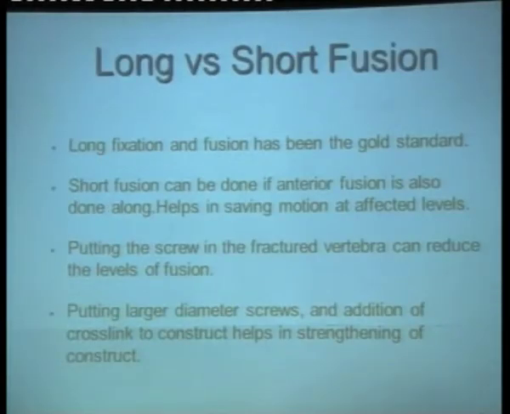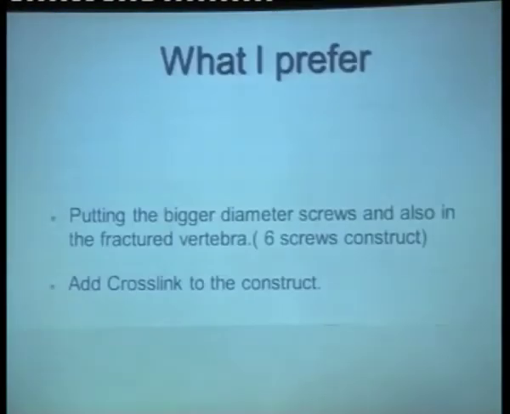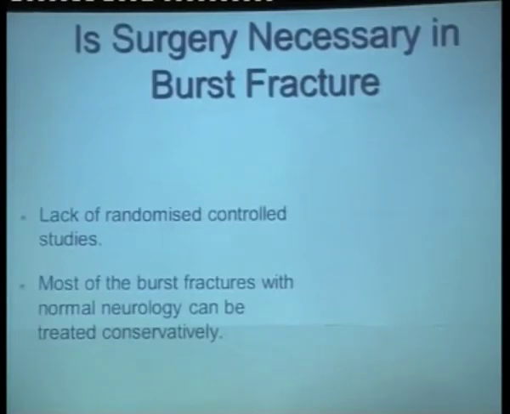When it comes to long versus short fusion, the current recommendations are that we could go in for a short fusion also in the thoracolumbar region, and this is important because a short fusion helps the patient in retaining rotation, which is very important if the patient is to be confined to a wheelchair. Again, we also put screws at the fractured level in order to try to achieve reduction, and we try to use big diameter screws.